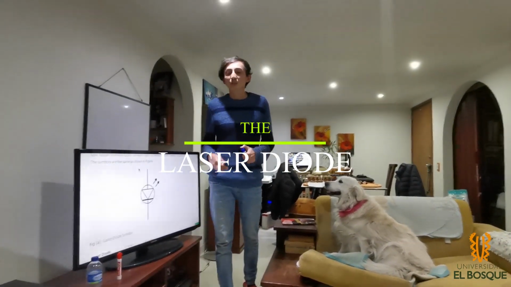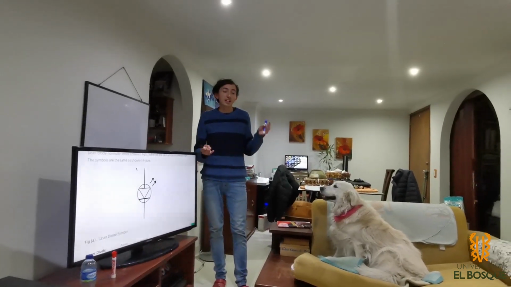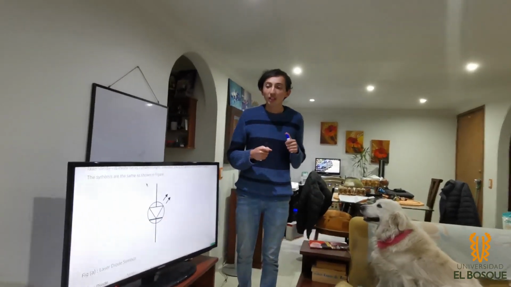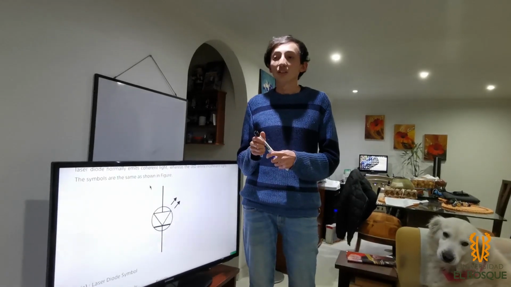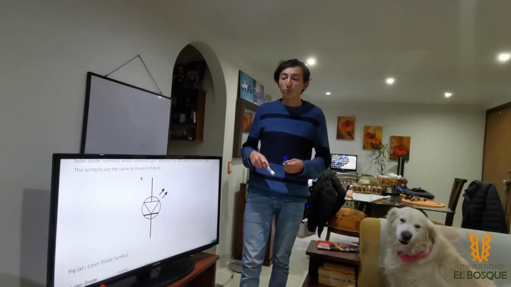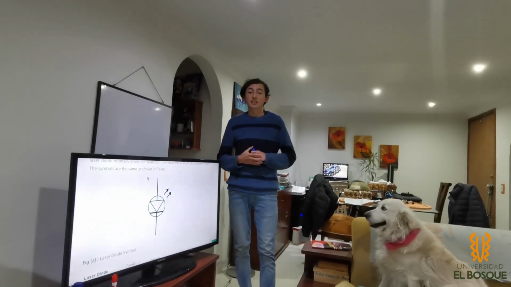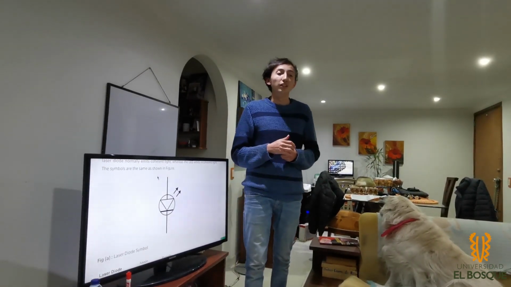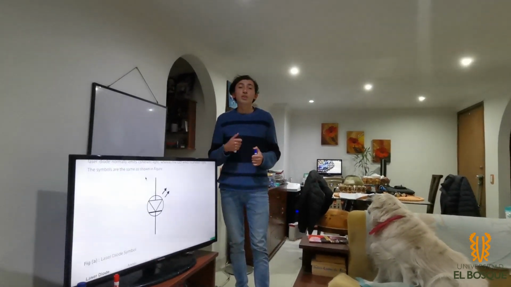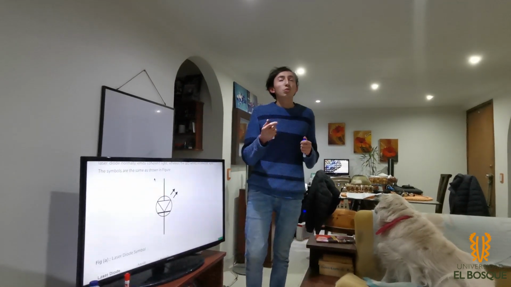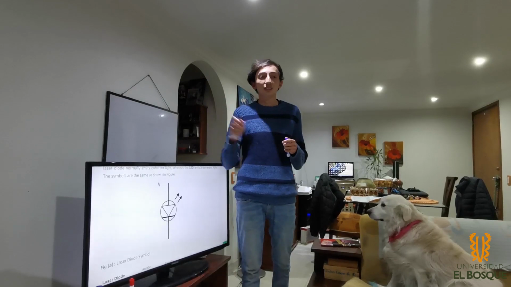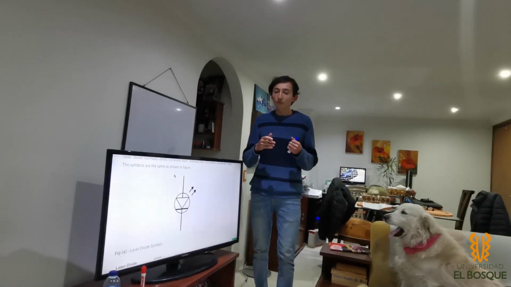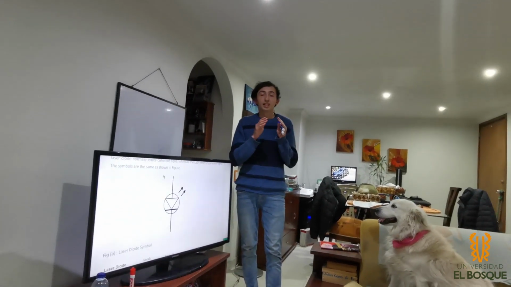So now we review what a diode is in general terms, and what a photodiode is. Now we are going to explain and show you what a laser diode is. Basically, a laser diode is very similar to an LED. It's basically a diode that can emit light.